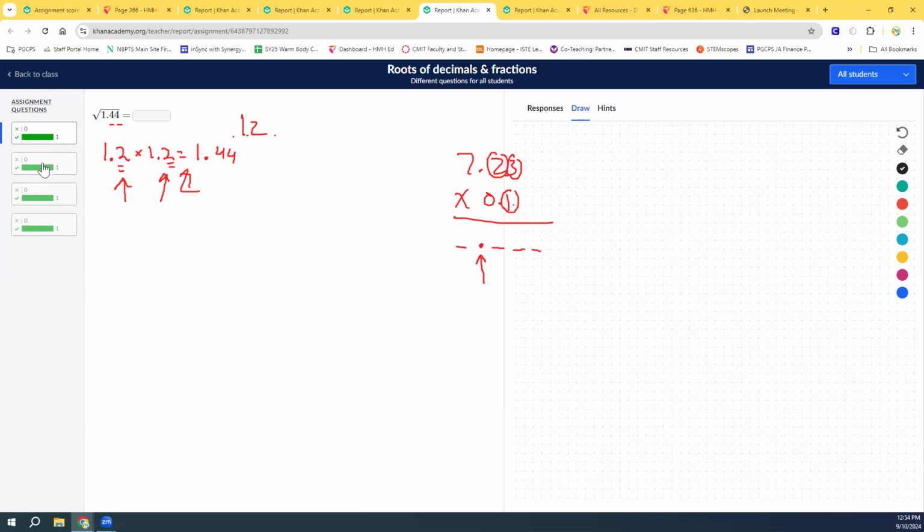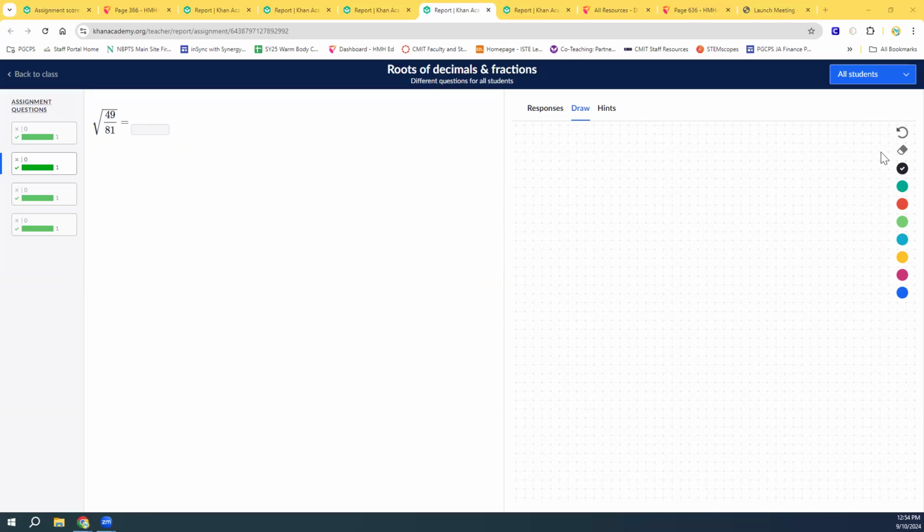Okay, let's do one more. Oh, let's do a fraction. You want to do one more like that in class, but this one is not bad. So we're just going to take the square root of the numerator and the square root of the denominator, and you have your list. You should see 7 and 9 are the square roots of 49 and 81. And we're looking at square roots. 7 ninths.